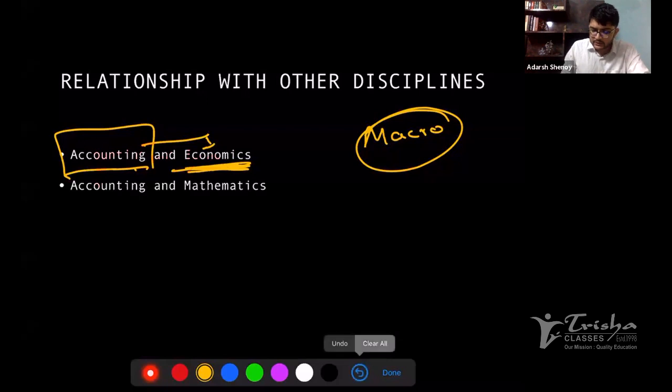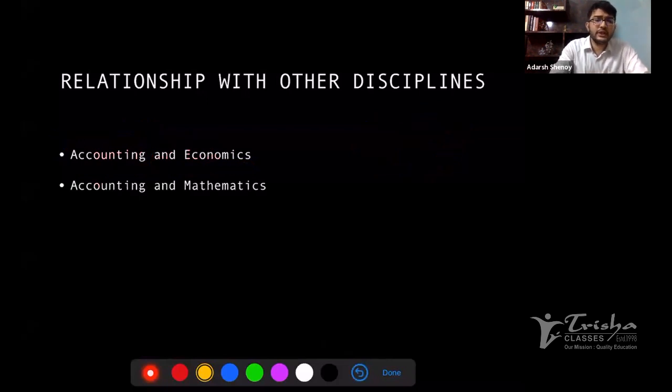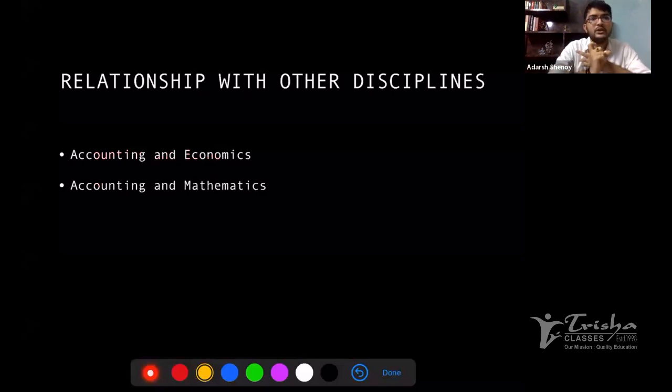Accounting and mathematics. Is there a connection between accounting and mathematics? Of course, yes. Without mathematics, there's no accounting. Accounting is heavily dependent on mathematics, mainly arithmetic. For example, numbers, additions, subtractions: to draw up a ledger account, I take the totals, which is arithmetic. I subtract some amount and find out the balance, which is arithmetic. To calculate depreciation, I use a percentage and multiply it, arithmetic.